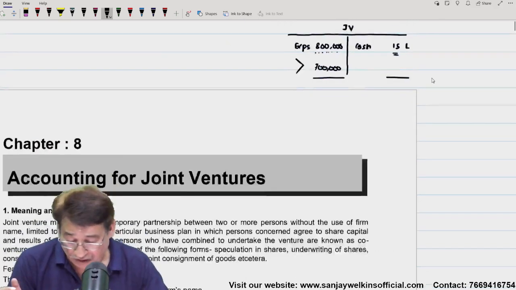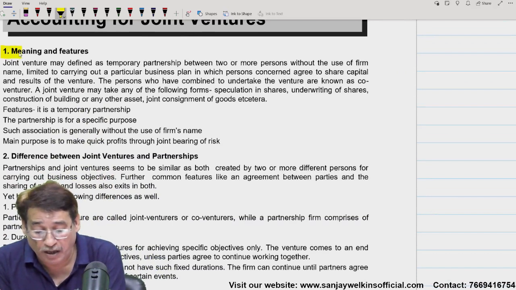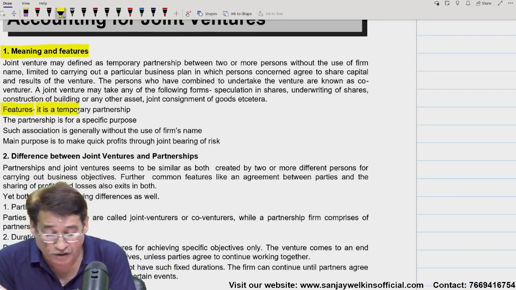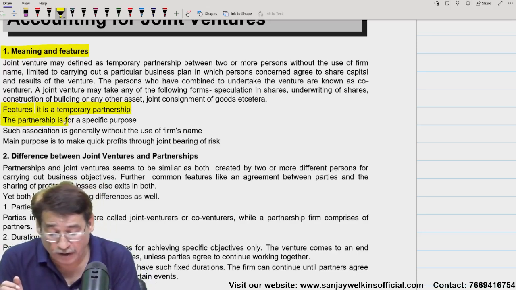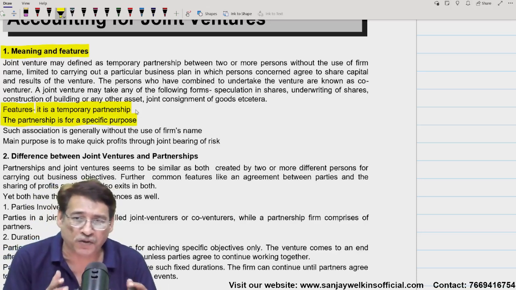So these are the features of joint venture which I have written here. Just pay attention. Meaning and features. It is a temporary partnership, as I just told you a moment ago. Correct? And the partnership is for a specific purpose. Here the specific purpose, the particular purpose, was to construct the building.